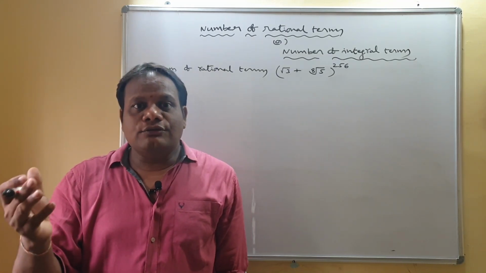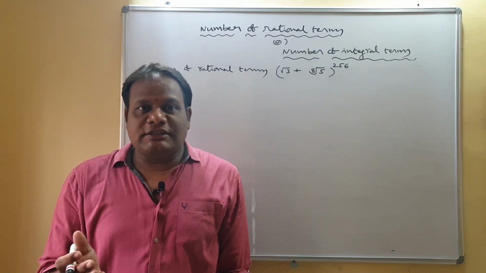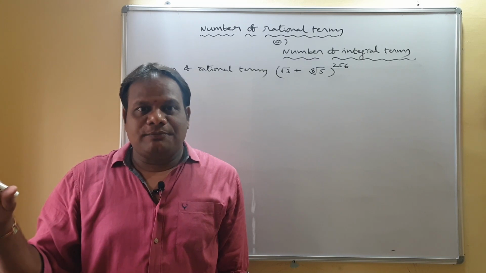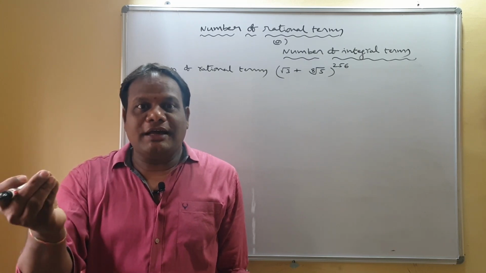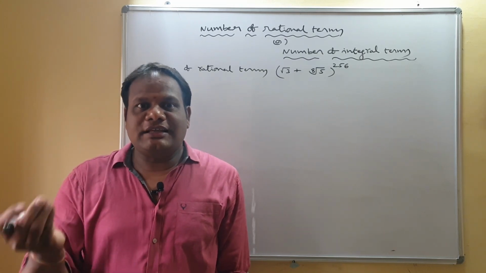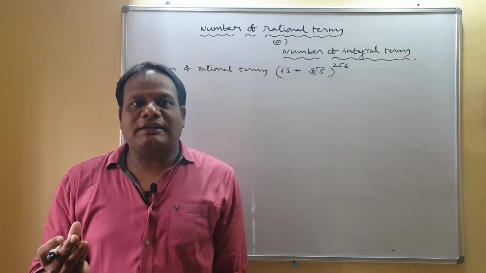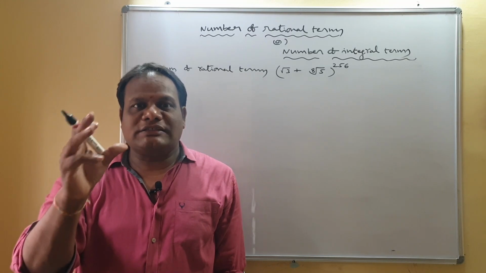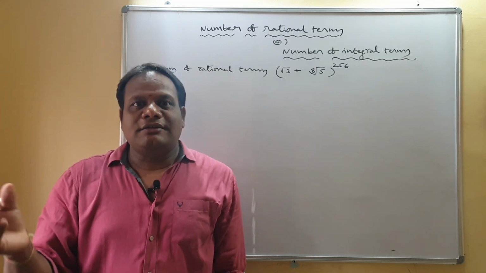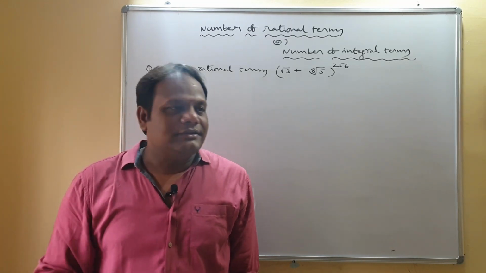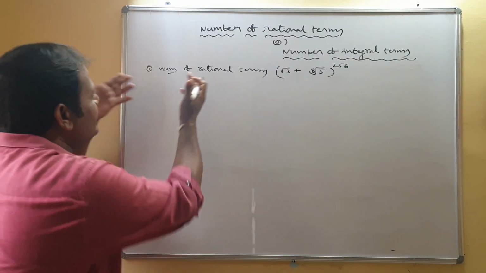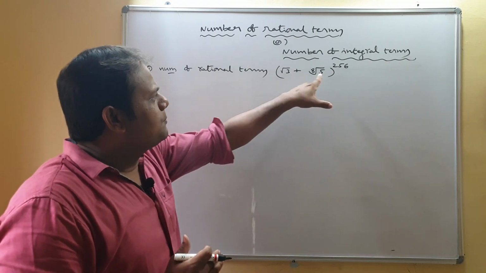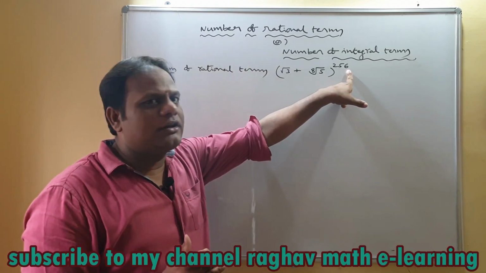Sometimes they ask you how many rational terms will exist. Sometimes they will ask you the sum of rational terms. By that time you should depend on the concept only. That is the reason the concept is very important. First I will explain that, and after that I will give you the shortcut to give the answer within a few seconds. Let's get started. Here you see the number of rational terms in (root 3 plus 8th root of 5) whole power 256.